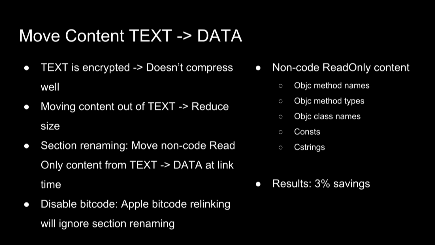We move these to the data segment at link time by renaming sections. With this move, we had to disable dead code stripping, because otherwise, when the dead code is stripped by Apple, it'll ignore the section renaming we did. And this gave us about 3% savings.